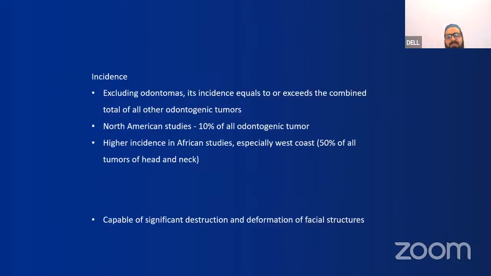Now, why is ameloblastoma important, as we are discussing today? Because it's one of the most common odontogenic tumors of the head and neck region. If we see next to odontome, it equals or exceeds the combined total of the other odontogenic tumors in incidence. In North American studies, around 10% of all odontogenic tumors are ameloblastoma, and the incidence in African studies is much more.